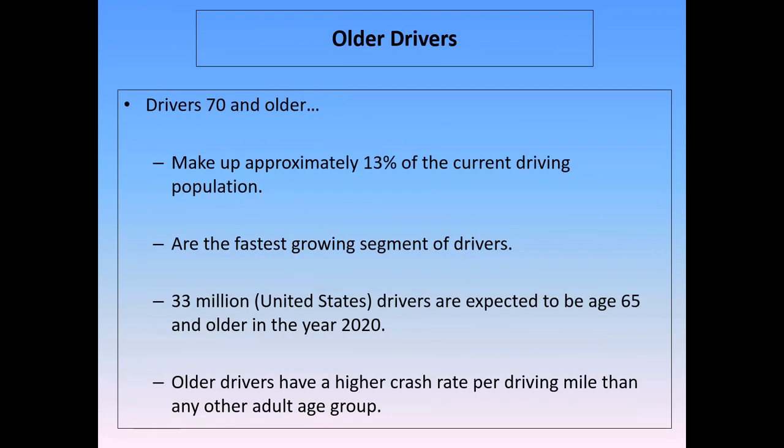Okay, older drivers, 70 and older, and that's, as you will recall, our age beginning for our second group of CLQT examinees, they make up 13% of the current driving population. They're the fastest growing segment of drivers. Here's a statistic for you. 33 million U.S. drivers expected to be age 65 and older by the year 20, and that's not far off, is it? Okay, older drivers have a higher crash rate per driving mile than any other adult age group. So we're not talking about 16-year-olds here, I don't think.